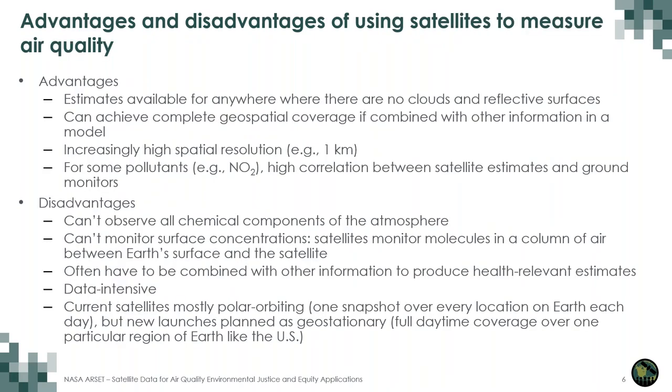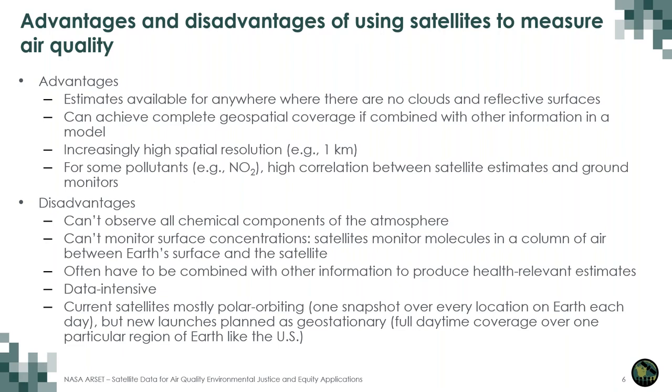When it comes to satellites, satellites also have advantages and disadvantages. One of the advantages is that estimates are available anywhere where there are no clouds and reflective surfaces. So we still can't see through clouds, and reflective surfaces pose a problem when using satellites to characterize air pollution. But for the most part, you can get an estimate anywhere on the planet, regardless of whether or not there's a ground monitor located there.